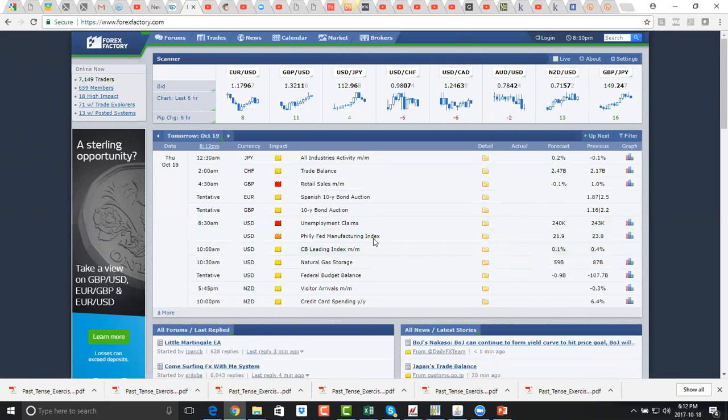Going forward into our London session tomorrow, we have retail sales data for British pound. And then that's pretty much it in terms of the main news. There's no other important euro news, and we have unemployment data for US dollar and the Philly Fed manufacturing index. This is actually a leading indicator, and it shows the amount of activity in the manufacturing sector. Even though it's not marked as red, it is still important, so that will have some reaction there. But other than that, pretty light in terms of the news tomorrow.